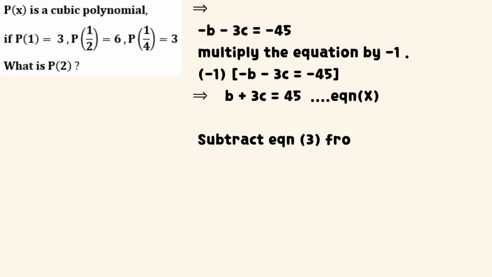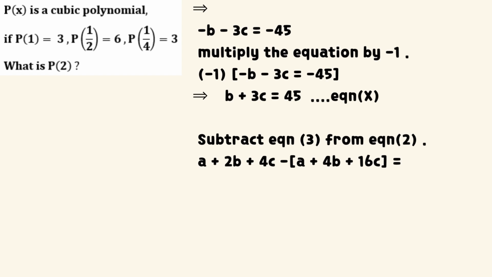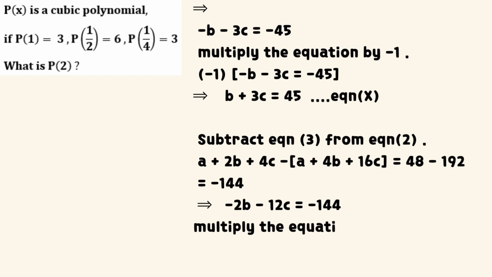Multiply the equation by negative 1. We have that the sum of b and 3 times c equals 45. We call it equation x. Subtract equation 3 from equation 2. We obtained, after simplification of values, negative 2 times b minus 12 times c equals negative 144. Multiply the equation by negative 1.